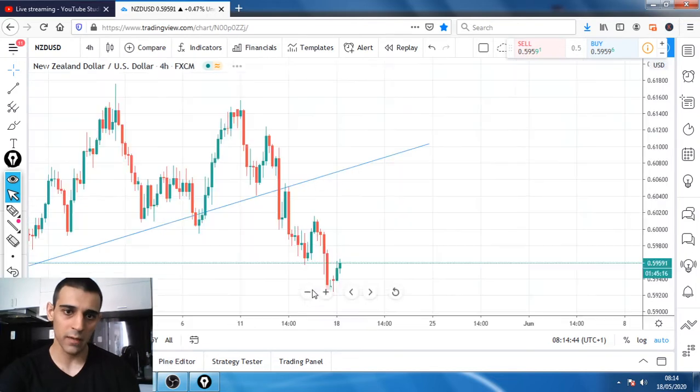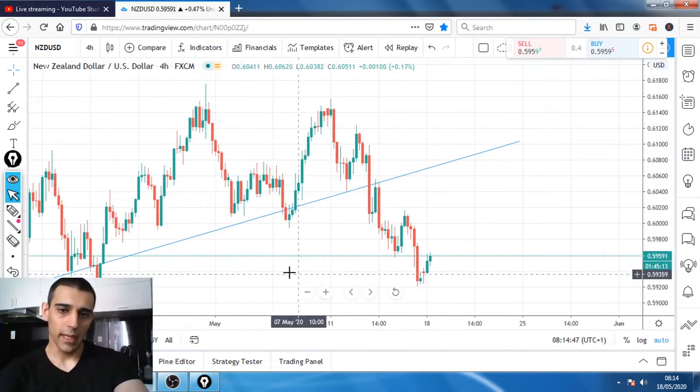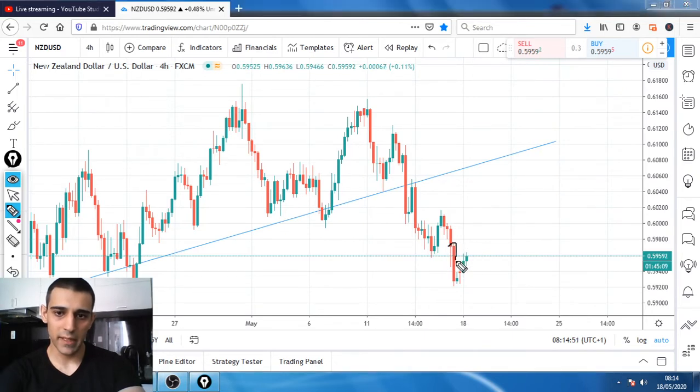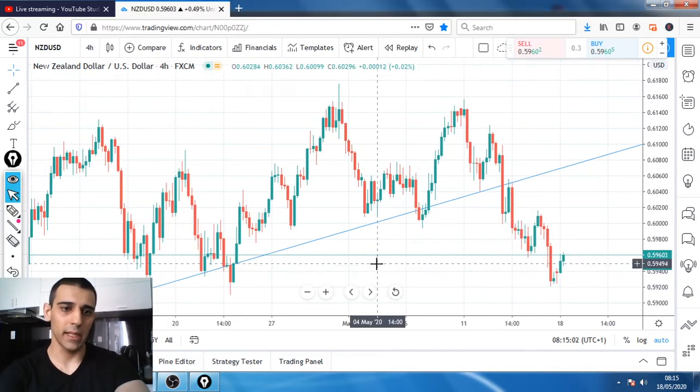So let's go to the 4-hour time frame. Yeah, on a 4-hour time frame, the retracement is looking good. So we had this nice 4-hourly bearish candle followed by these 4-hourly candles, which is a decent retracement so far. We're going to see how it goes.